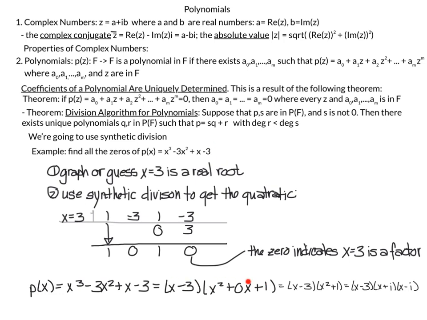From here, once we have a quadratic, that's easy enough to factor because we have x minus 3 times x squared plus 1. Because we're in the field of complex numbers, this x squared plus 1 can be factored to x plus i and x minus i. So this is our factorization.